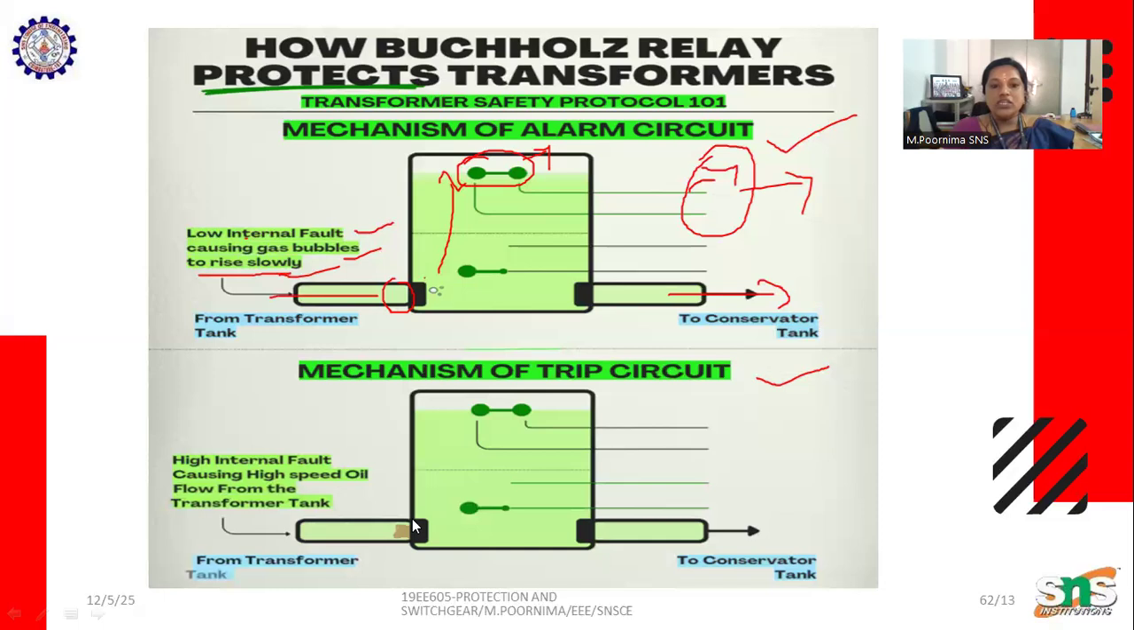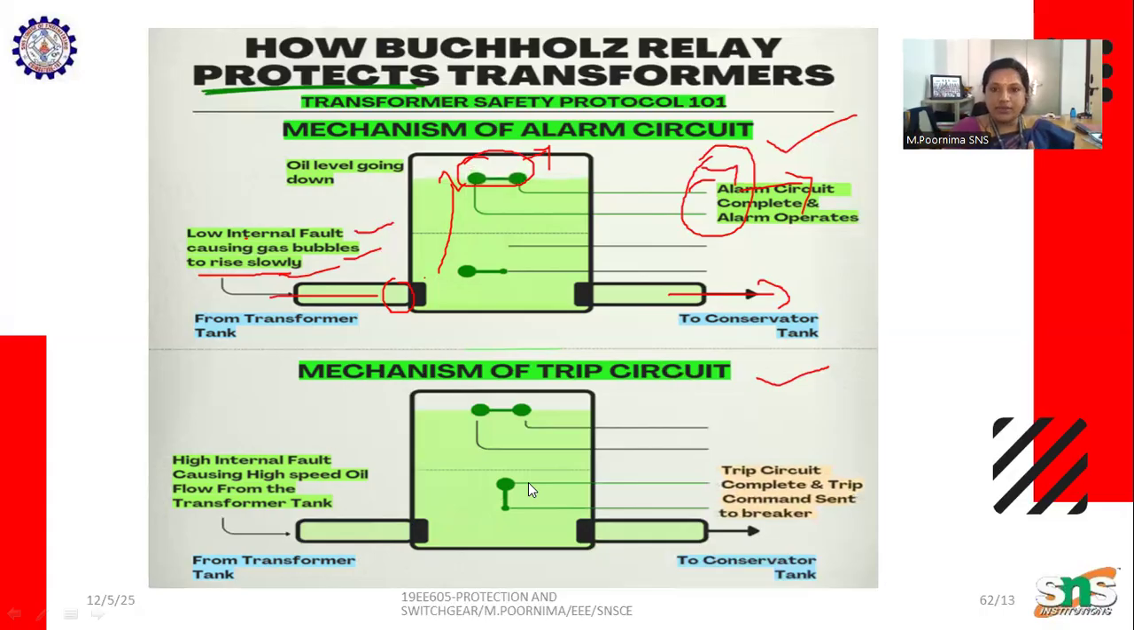When the high speed oil reaches the switch, the trip circuit is completed and it gives the signal to the circuit breaker to open and isolate the entire system. So these are the two main mechanisms.